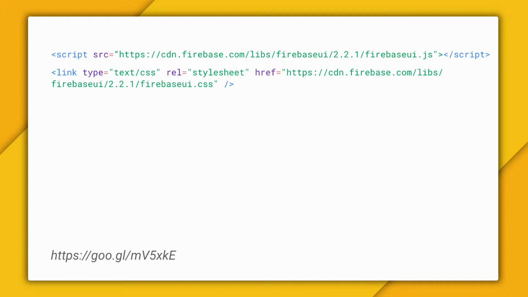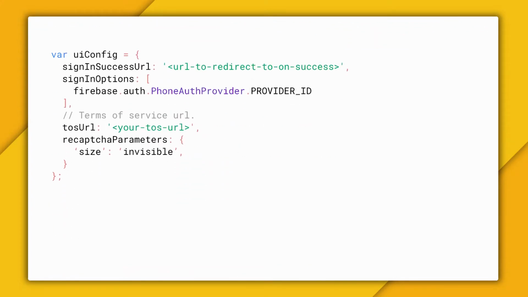The first step is to use the libraries, of course, and you can do that by including them from our CDN here. If you prefer to use local scripts, NPM, Bower, or other methods, check out the link also. To use Firebase UI Auth, you'll first need to configure it, and typically this will include a URL to redirect to on successful sign-in, a terms of service URL, and a set of options. It's in these options that you have to specify that you want to use phone auth with the phone auth provider, and things such as whether you want to use CAPTCHA or not.